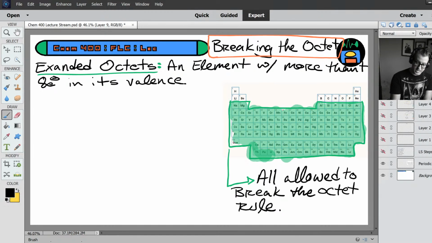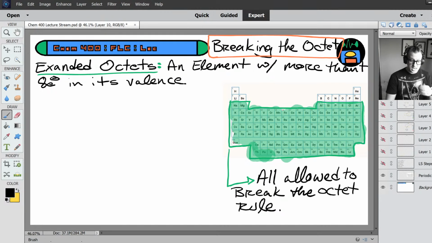There are two answers to that. First, just because all of these elements shaded in green are allowed to break the octet rule doesn't mean they do. These elements are capable of violating the octet rule, but they usually abide by it anyway. So they're allowed to, but that doesn't mean they always do. They actually usually follow the octet rule. So that's one reason why it's useful.